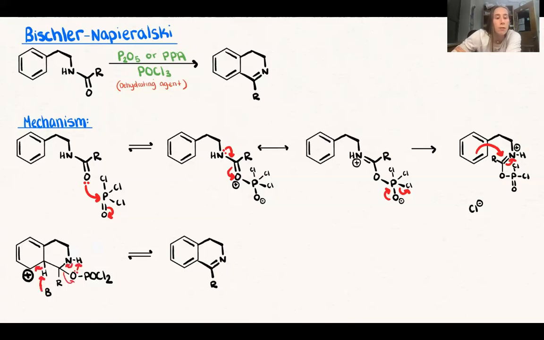After this, we can deprotonate to restore the aromatic ring, as well as have a proton transfer occur between the oxygen and the hydrogen bonded to the nitrogen. The electrons that were once in between the nitrogen-hydrogen bond can swing down to form a double bond and force off the oxygen dehydrating agent complex. This would give us our desired isoquinoline.